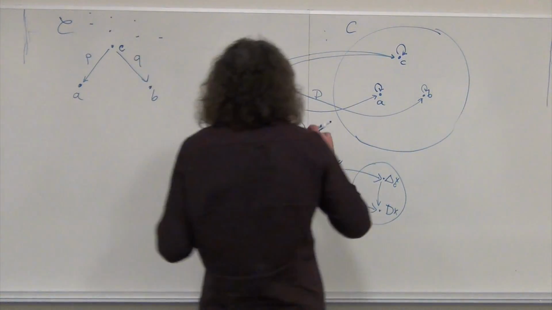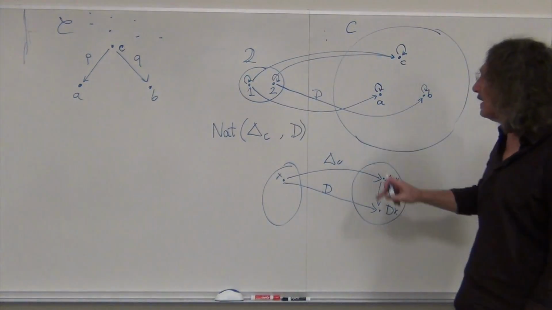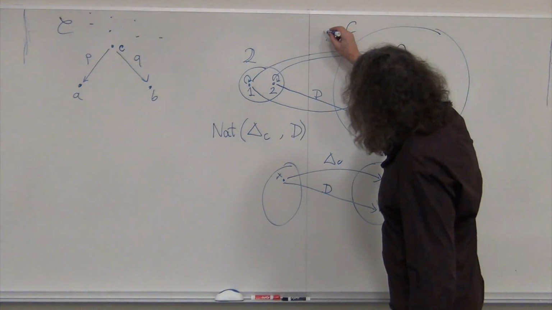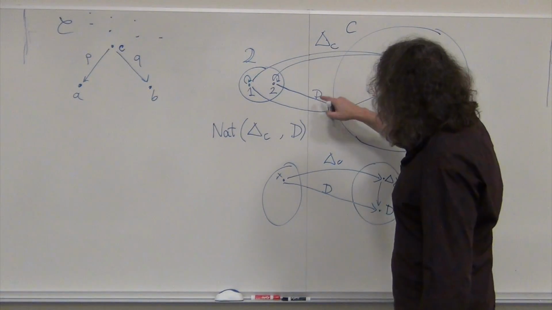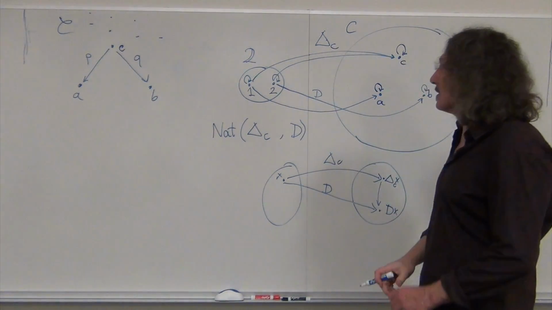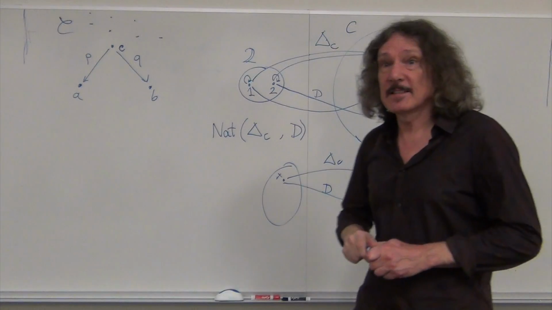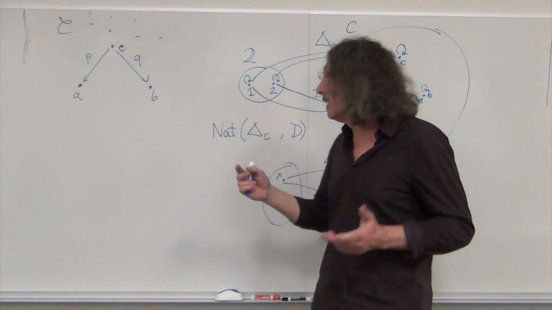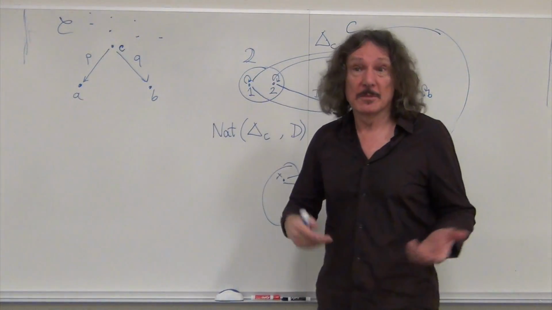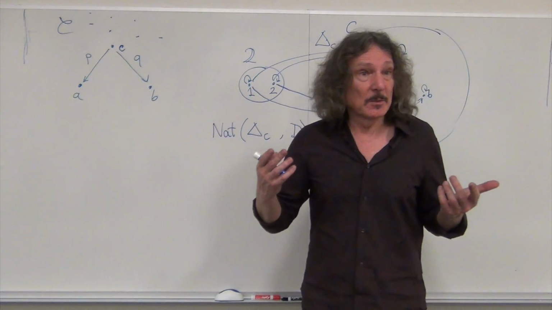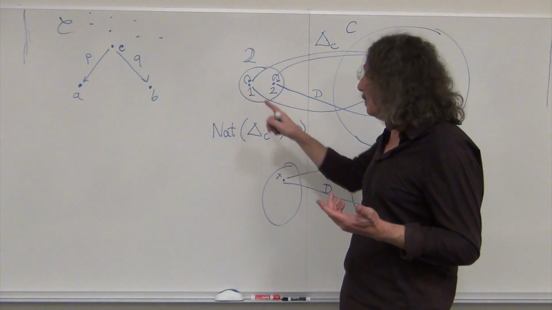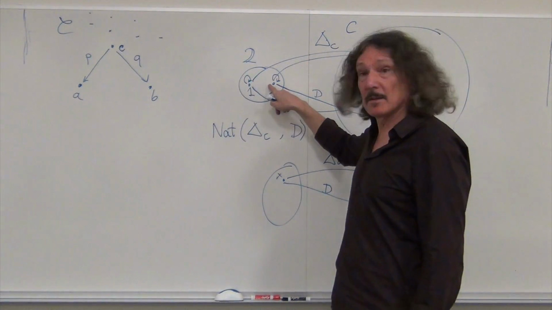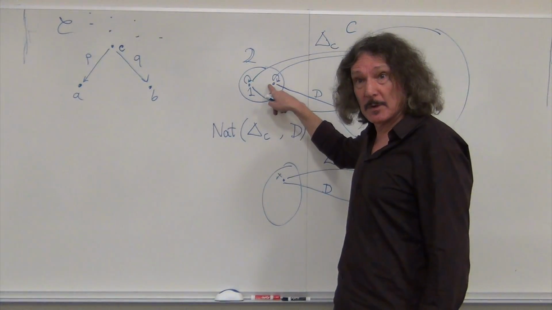But before we get to the naturality condition, what would it mean to have a natural transformation between these two functors, this is our delta C, and this is our D. Okay, so it's a family of morphisms. Well, there aren't that many morphisms in this family because there are only two objects to start with. So there's one morphism for 1 and another morphism for 2, right?